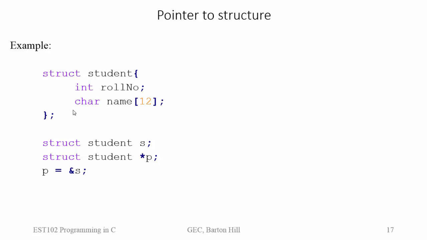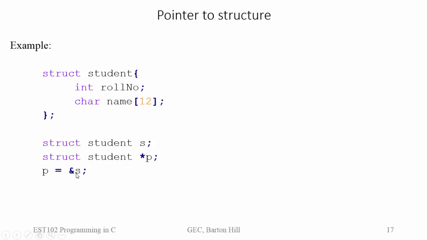Now for declaring a pointer to the structure variable, first we have to declare the structure variable. So here the structure variable s is declared, struct student s. Then after that a pointer to the structure student is declared like this, struct student *p. Star denotes a pointer and struct student denotes its pointing type. So struct student *p means p is a pointer which is capable of pointing to a structure variable of type student.